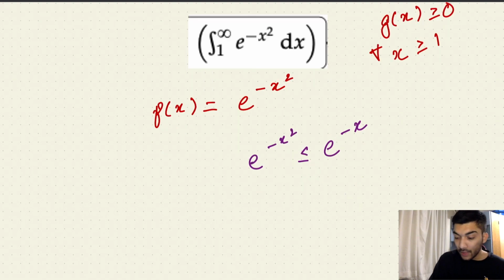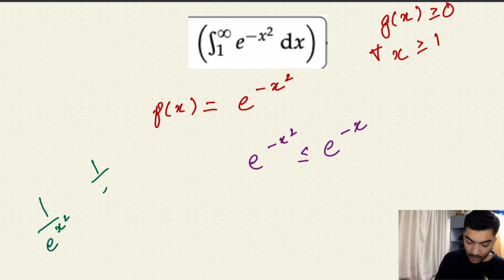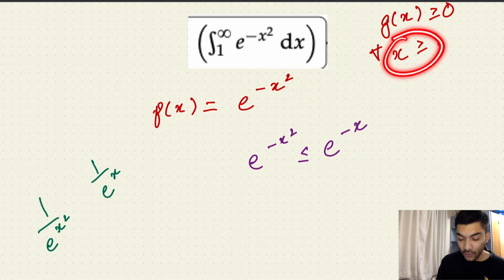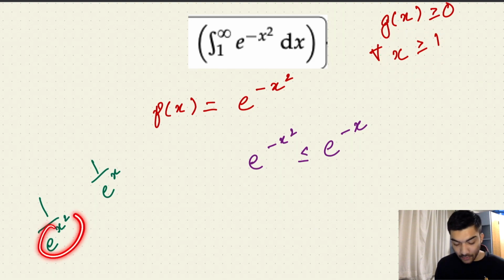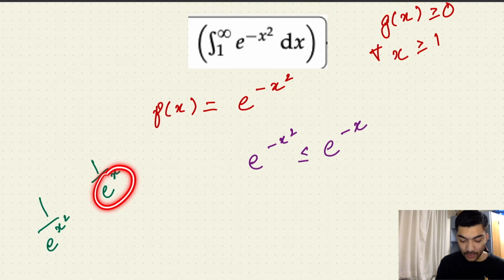The reason we know that is because on the left hand side you have e to the power minus x square, which can be written as 1 upon e to the power x square, and on the right hand side you have 1 upon e to the power x. And you know that for all values of x greater than or equal to 1, e to the power x square is a faster increasing function than e to the power x.